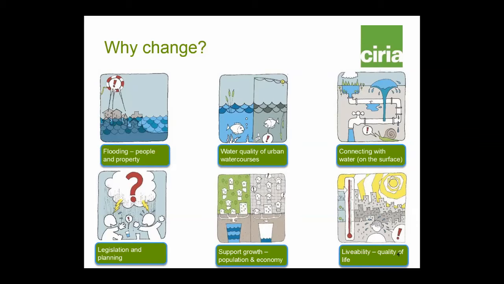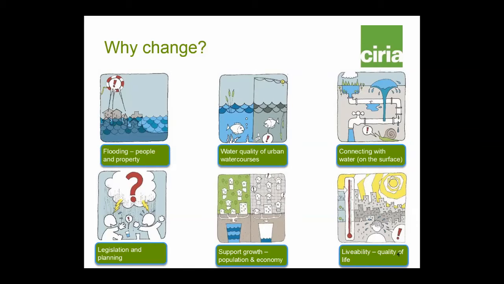We also have the challenge or opportunity for us to connect with water on the surface. And what we really mean by that is by bringing water and sustainable drainage, particularly of the vegetative kind, to the surface, we can create other benefits in terms of amenity and health and biodiversity. We have the challenges of legislation and planning. Things changed a little bit back in April, and we will continue to probably face a shift in how we look to manage water going forward.